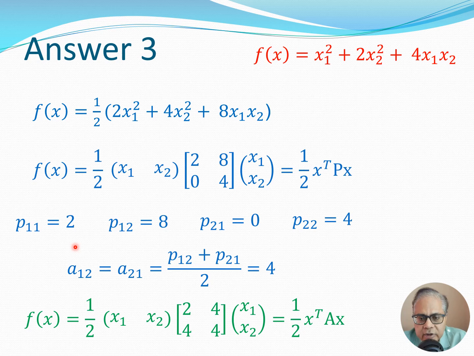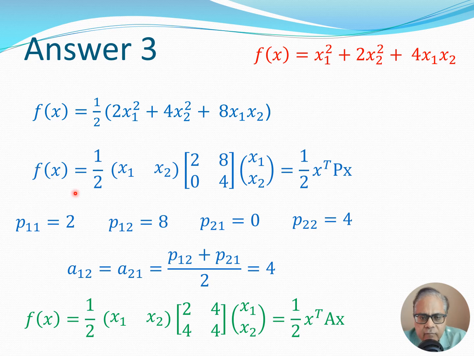Again, refer to the lecture here for clarity. So I have P11 is 2, P12 is 8, P21 is 0, P22 is 4, and I also have A12 is A21 is (P12 plus P21) by 2, which is 4. So what I get is a symmetric matrix of this form here. And so that is the symmetric matrix A, which is associated with the quadratic form.